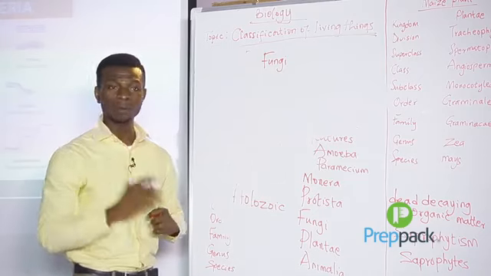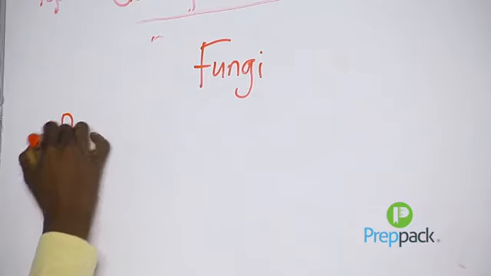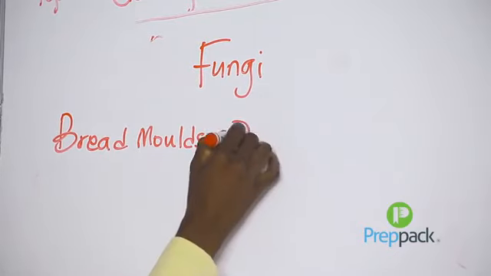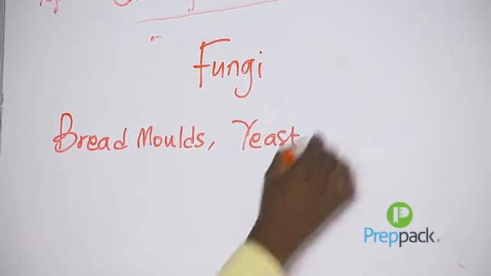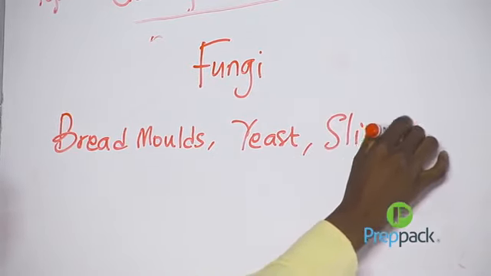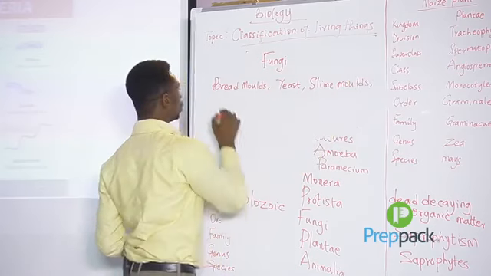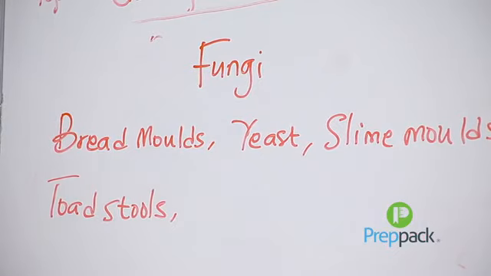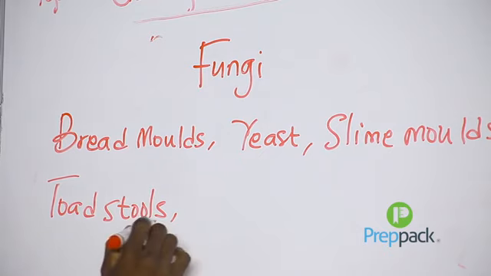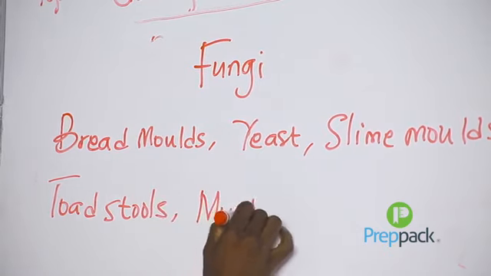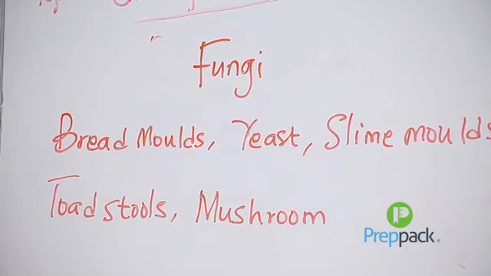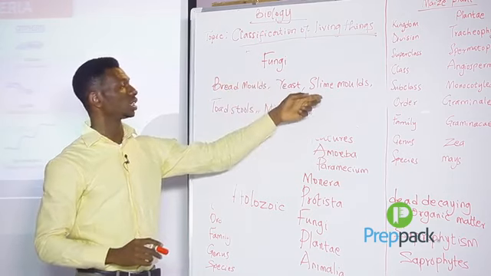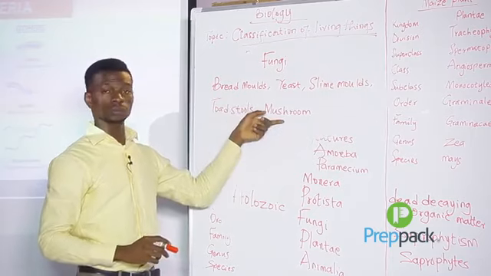Kingdom fungi has members such as the bread molds, the yeast, the slime molds, toadstools, and of course, the mushroom. Bread mold, yeast, slime molds, toadstools, mushroom.